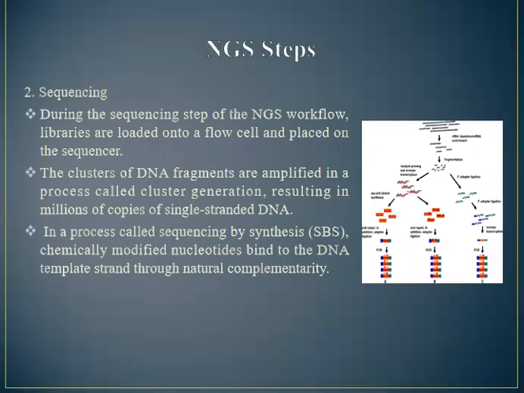During the sequencing step of the next generation sequencing workflow, libraries are loaded onto a flow cell and placed on the sequencer. On most Illumina sequencing instruments, clustering occurs automatically. In a process called sequencing by synthesis, the clusters of DNA fragments are amplified in a process called cluster generation that results in millions of copies of single-stranded DNA.